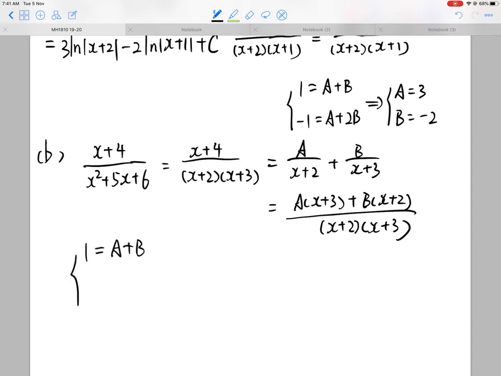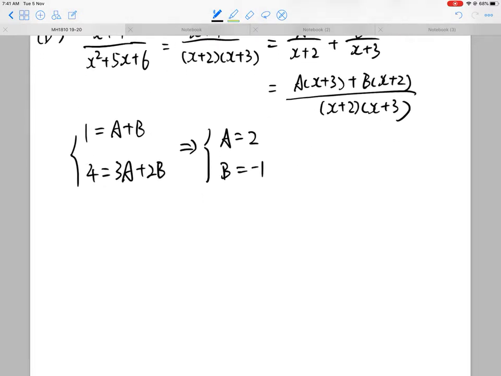Right. What about the constant? The left is 4, the right is 3a plus 2b. 4 equals 3a plus 2b. And you solve it. So a is 2, b is negative 1. Okay. So now you can start your integration.